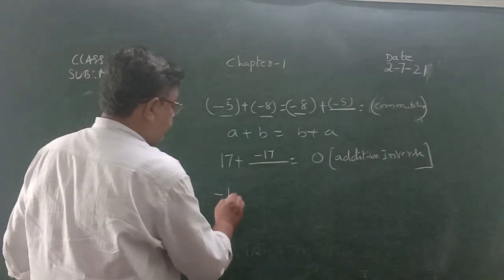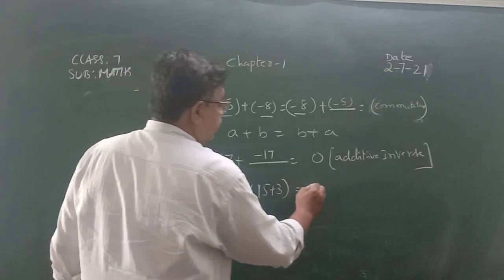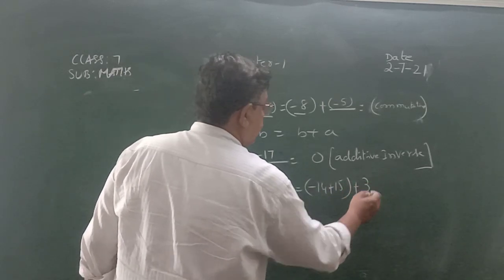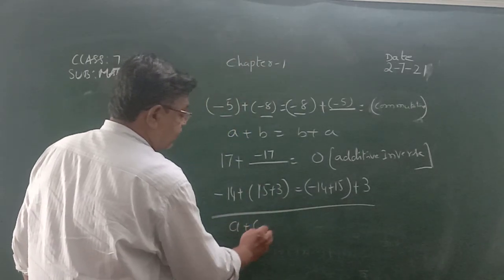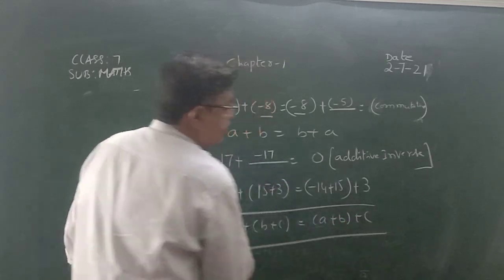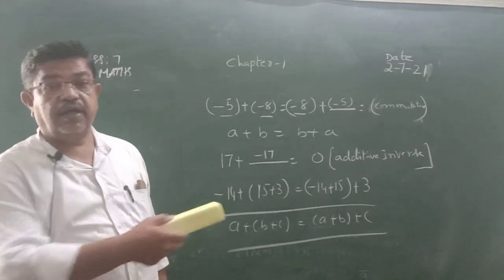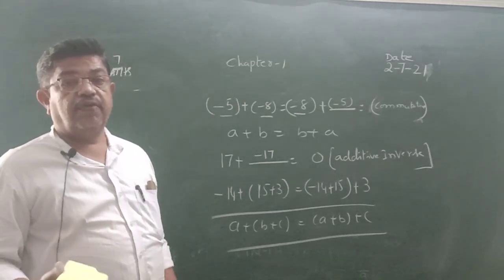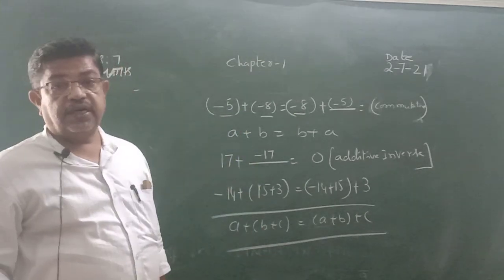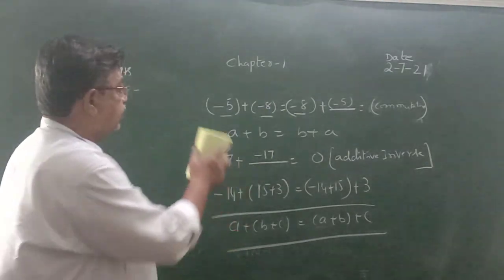Next, minus 14 plus 15 plus 3 is equal to minus 14 plus 15 plus 3, with the grouping changed. This is in the form of a plus of b plus c is equal to a plus b plus c. What property is it? Associative property under addition. So, by observing the given operations, we can identify what properties are followed under which operation. These three are properties under addition: this is commutative property, this is additive inverse and this is associative.